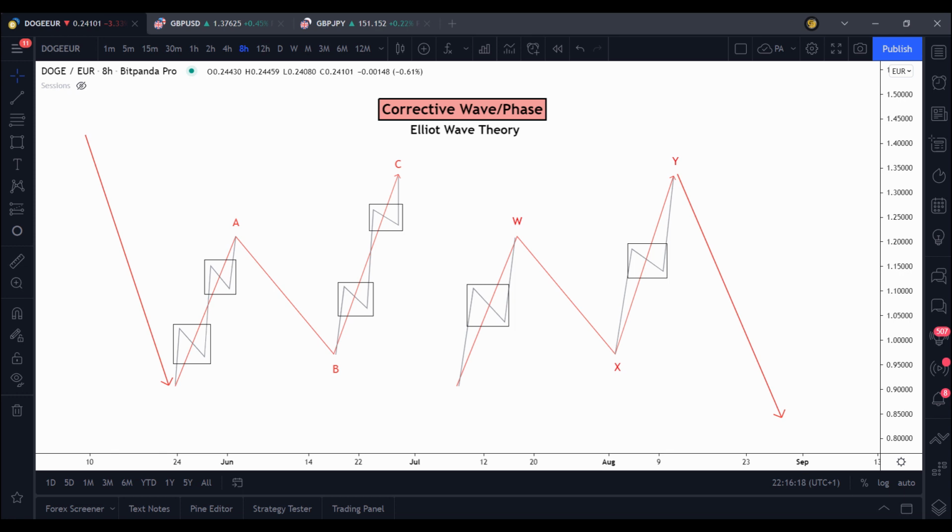An easy way to remember is that if you sense that the correction is an ABC, then you should see 5 subwaves in A and C. But if you think that the correction is a WXY correction, then you should see 3 subwaves only in wave W and Y. That's a good way to distinguish between an ABC correction and a WXY correction. Although it is not exactly required for you to know which correction is forming, it is a good idea to analyze market structure and market behavior in order to find important areas and zones which you can take advantage of.